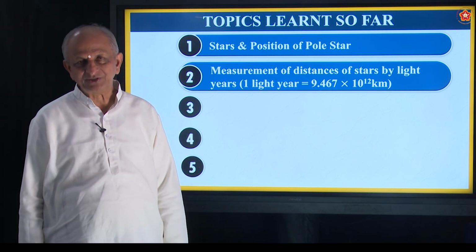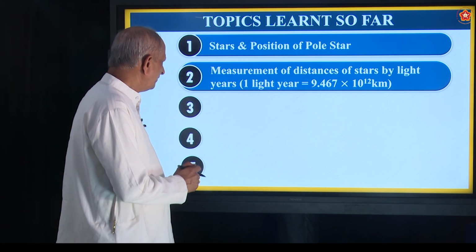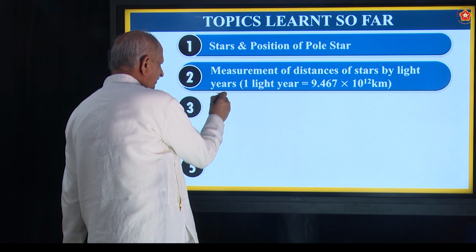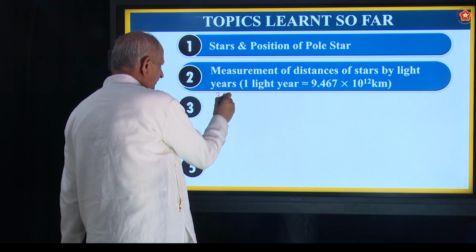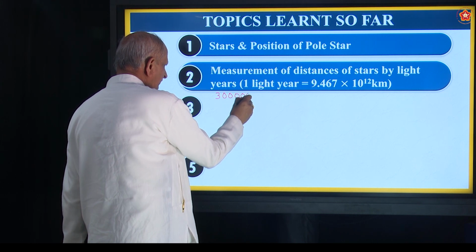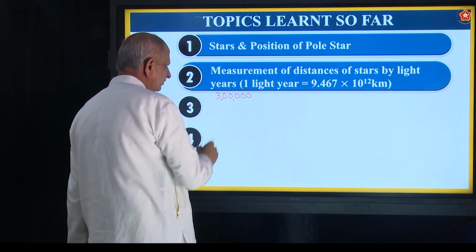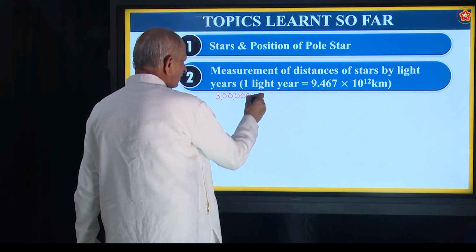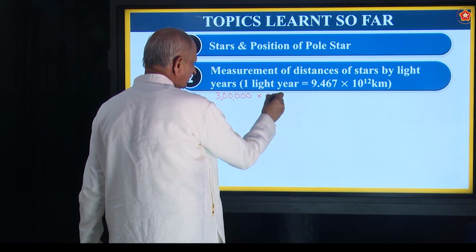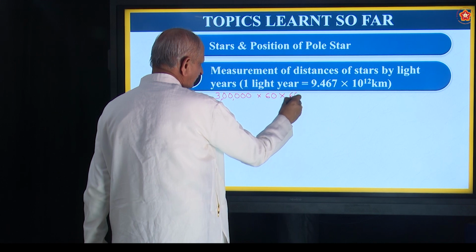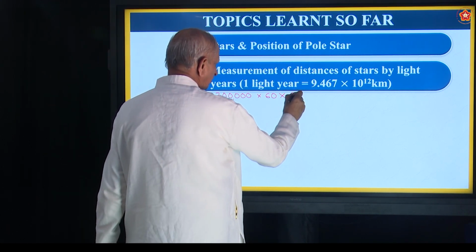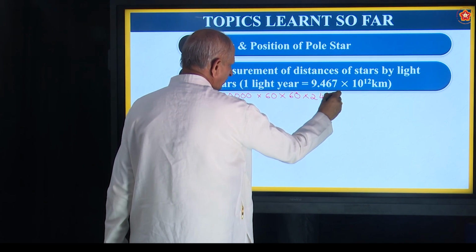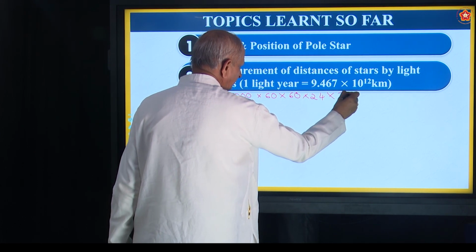because they are at a large distances. What light year means how much? We know that the light travels at a speed of 3 lakh kilometers per second. 1 minute means how many seconds? 60. 1 hour means how many minutes? 60. 1 day means how many hours? 24. 1 year means how many days? 365.